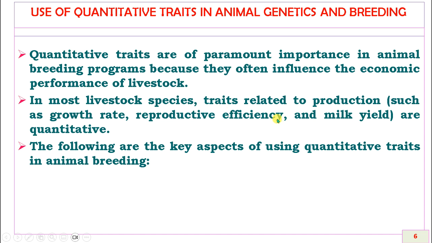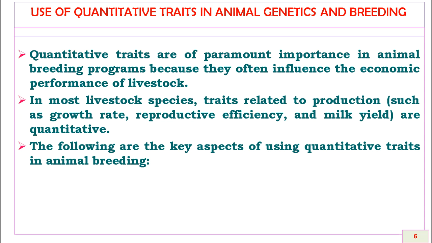related to the production. Most of the time, we are always saying production because we do not have any advantage of the color, etc. But the quantity of the material that is produced by these breeds always matters in terms of the economic value. So, the growth rate, reproductive efficiency, and milk yield are quantitative in nature. All this can be quantitatively measured by kg or liters or whatever it may be, the metric units.